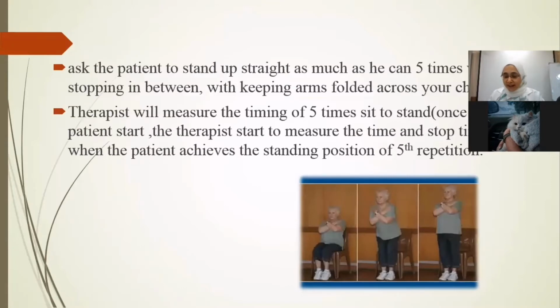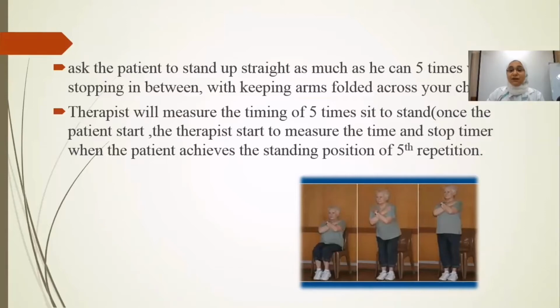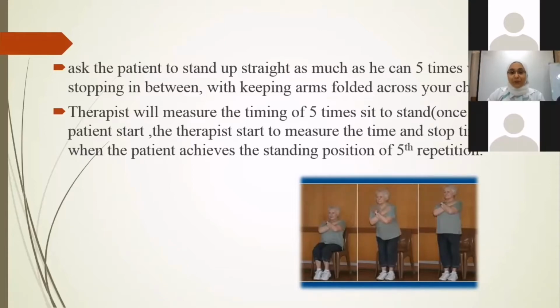So we just need a chair, and the patient will sit, folded his arms in front of his chest, feet supported on the ground. We will ask the patient to stand up 5 times without stopping in between, as fast as he can. We start to measure the timing once the patient starts to stand, and the last timing will be when the patient achieves the standing position of the 5th repetition. So by this, we will count the timing of 5 times sit to stand.